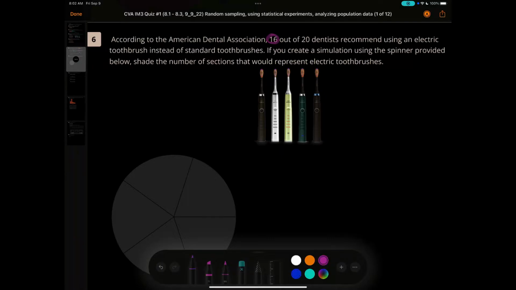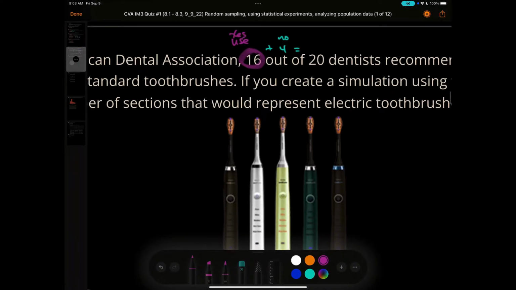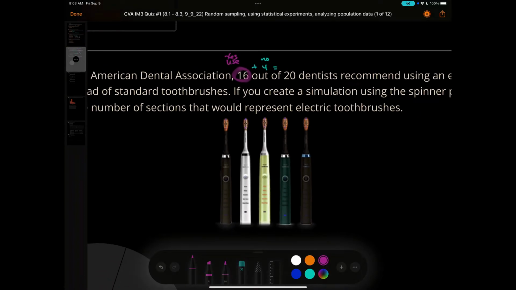Okay, let me change my pen color here. And 16 out of 20 dentists. That means 16 out of 20 dentists tell you, yeah, use it, plus the 4 that don't recommend it. So 16 plus 4 gives you 20, so 16 out of 20 are saying use it. You can change that to a decimal or percent. And then 4 out of 20 are saying no, we don't recommend, don't use it.